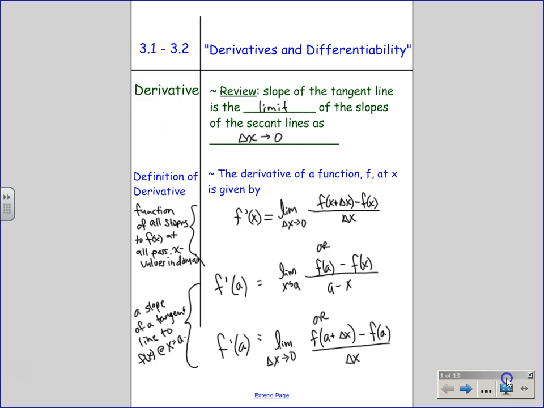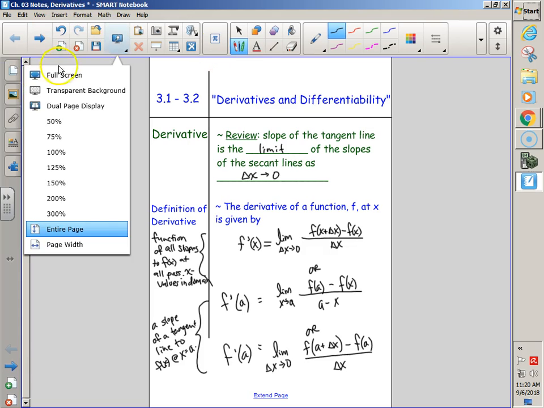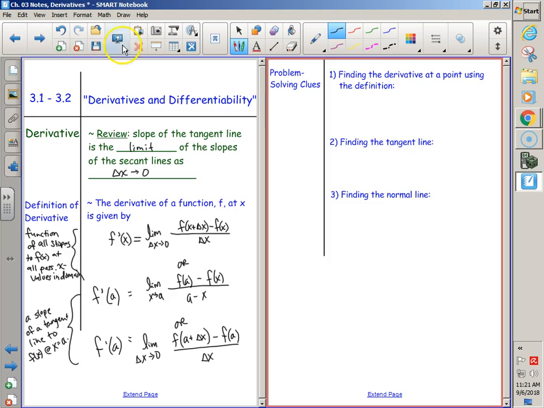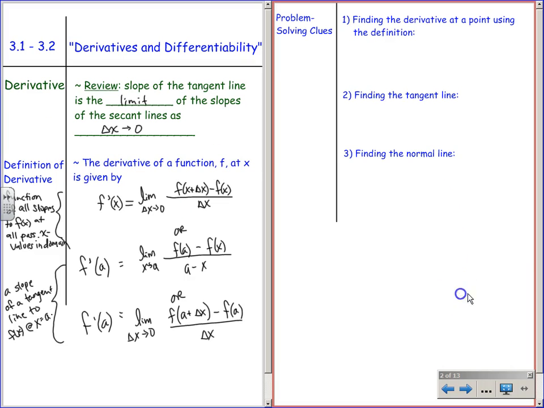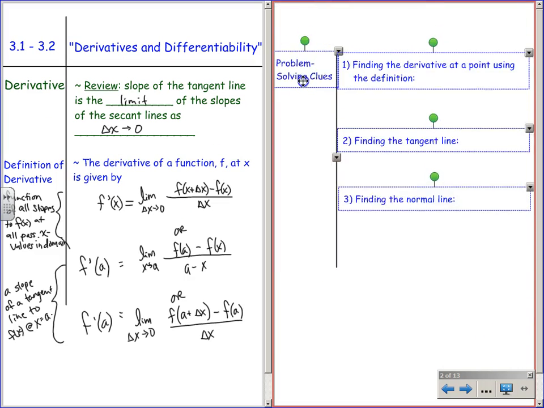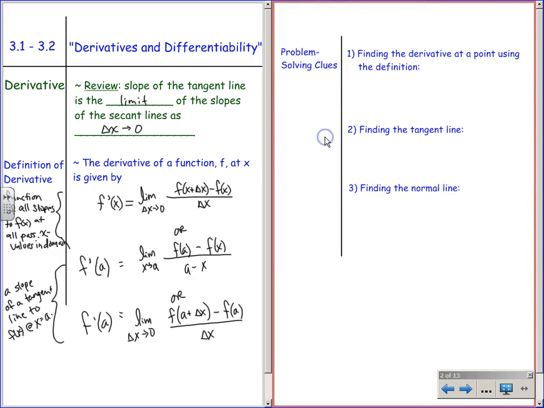Let me dual page it just in case. I know some of you like to write exactly what I write. Not that it's that magical, it really isn't, but thank you anyway.